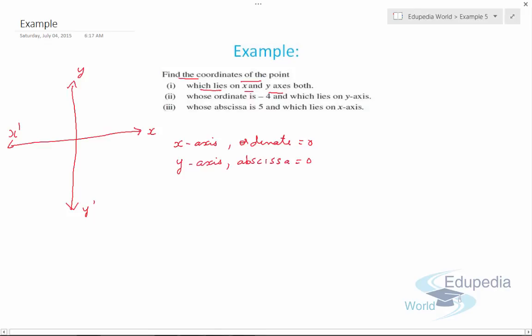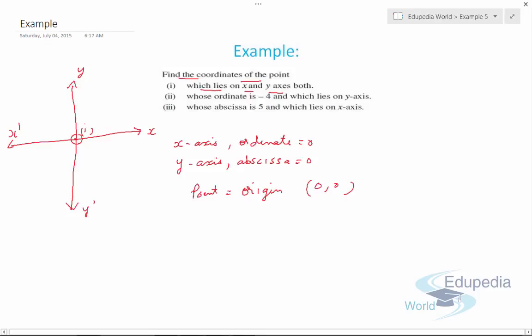Now if the question says that the point lies on both the x and y axis, this clearly signifies that the point will be the origin, meaning the coordinates of the point will be 0 and 0. So this is the point.